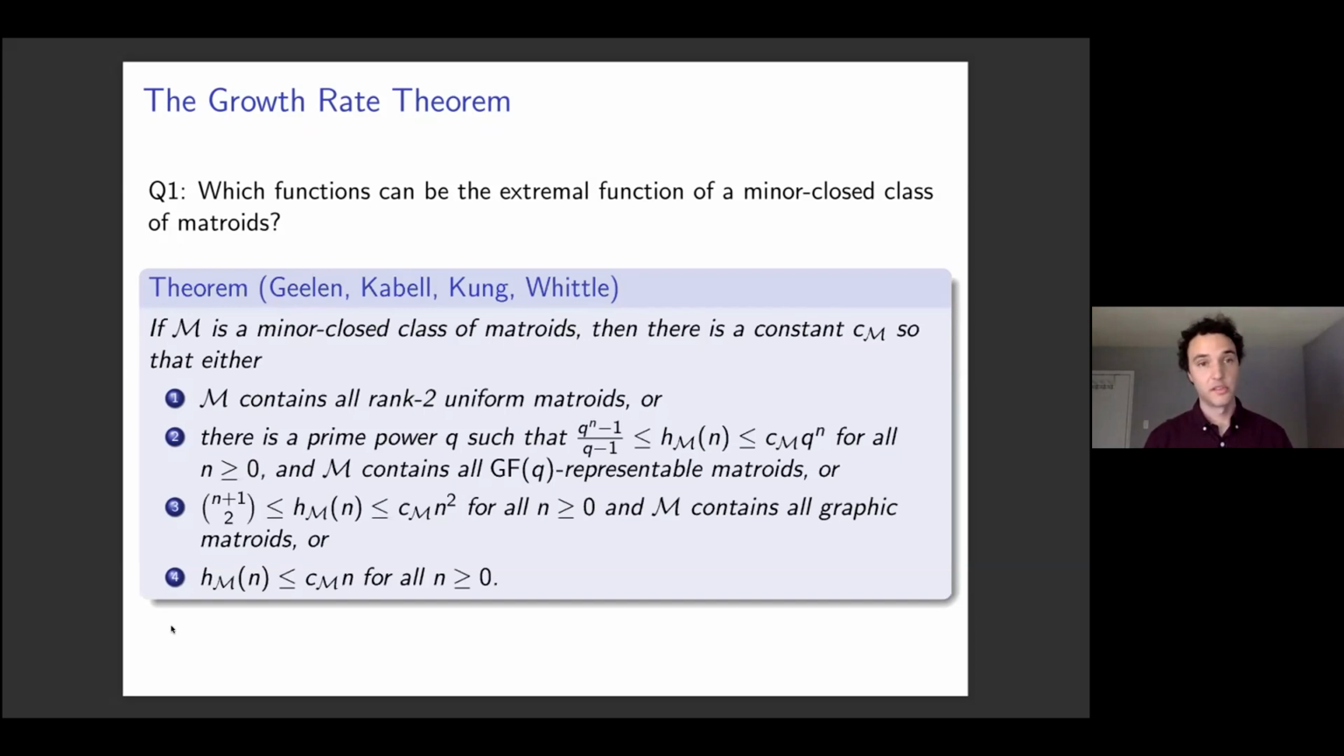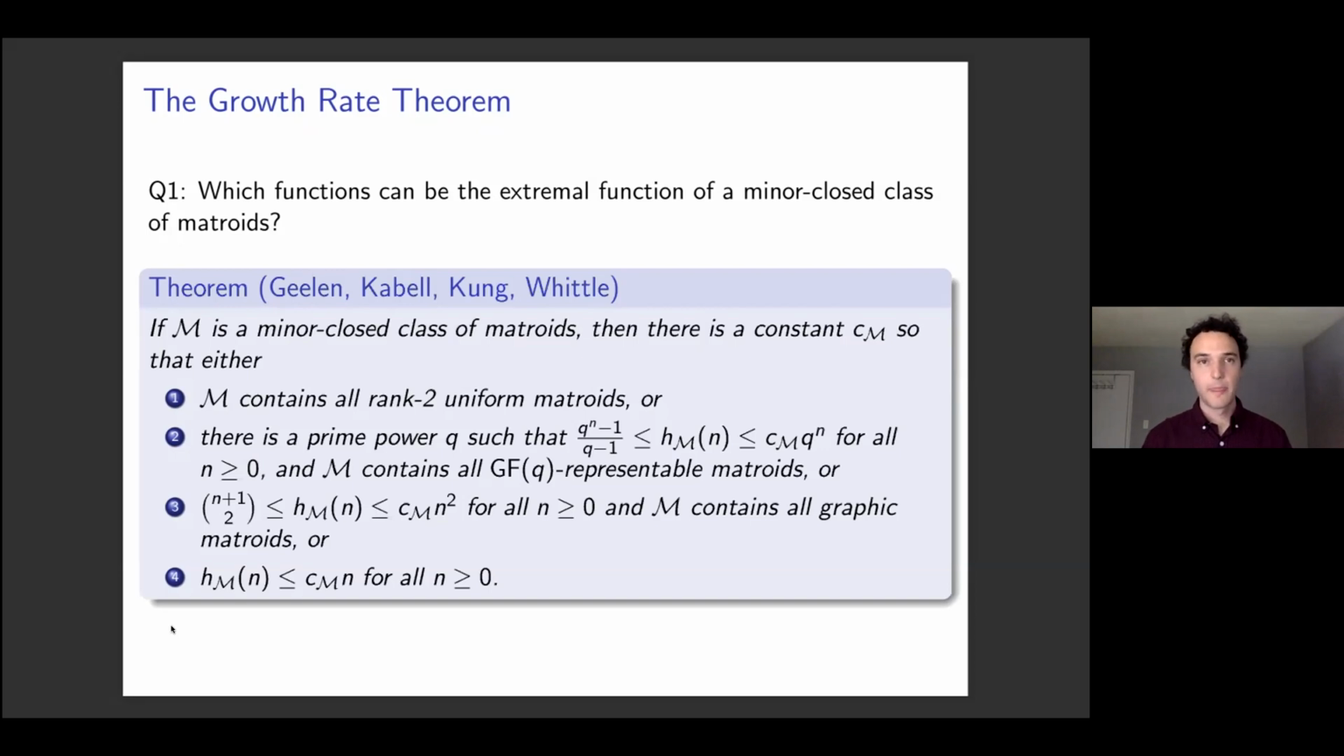So this theorem says that the behavior illustrated by those 4 examples on the previous slide, that's essentially all that can happen up to this constant. So this theorem broadly answers question 1.